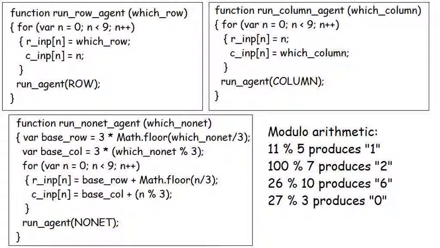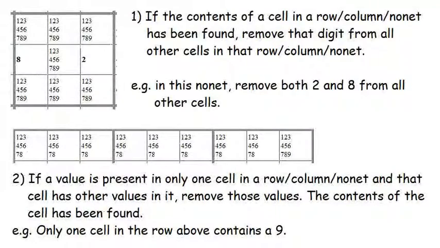We do need to pass the type of the agent to the function runAgent in the form of the global variables row, column, or nonnet, so that it knows which agents to add to the list if it makes a change to the grid. There are 2 basic tests to be carried out on rows, columns, and nonnets. Firstly, if the contents of a cell has been isolated, then any other cell in that group that contains the same digit has to have it taken away.